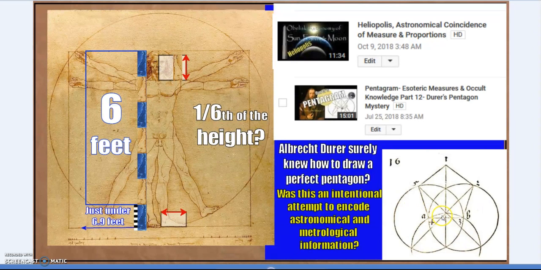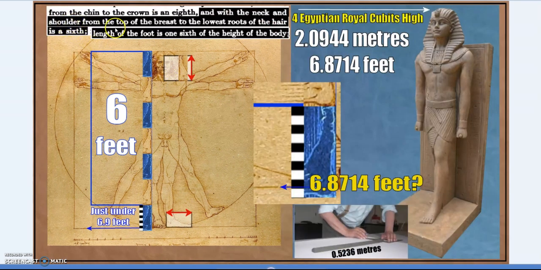Albrecht Dürer surely knew how to draw a perfect pentagon. Each corner should be 108 degrees, but the largest corners are 109.2. That's something so important in astronomical proportions: sun, earth and moon, distances and relative sizes between them. 108 is a good approximate, 109.2 is essentially perfect. Just like the 6 feet was actually 6.9 feet. So again, this is another apparent error.